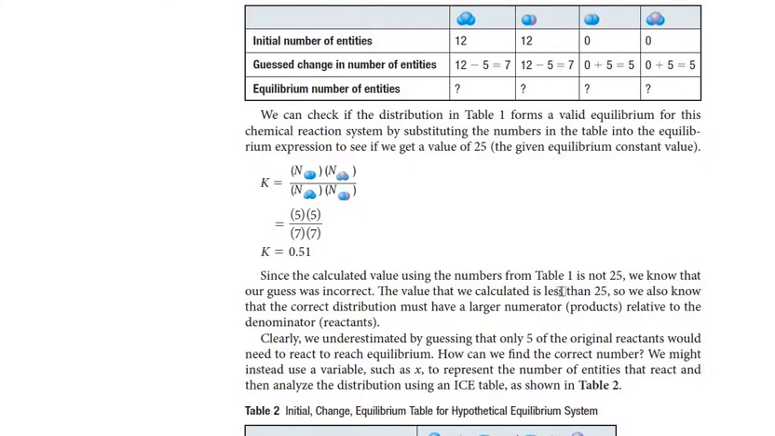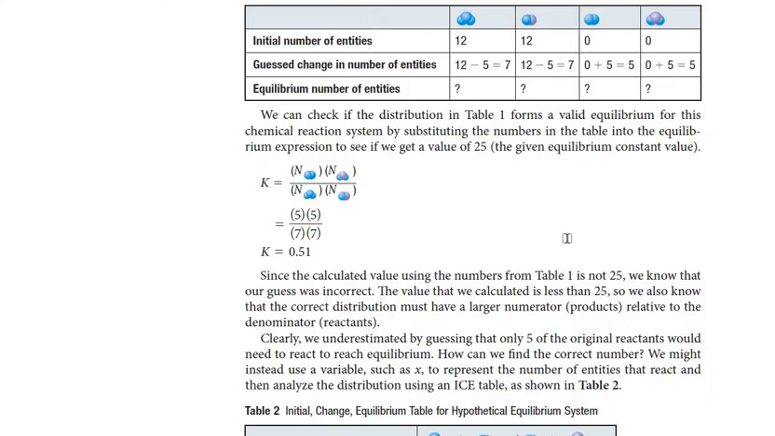The value that we calculated is less than 25, so we also know that the correct distribution must have a larger numerator, which is the products, relative to the denominator, which are the reactants. Clearly, we underestimated by guessing that only 5 of the original reactants would need to react to reach equilibrium. How can we find the correct numbers?